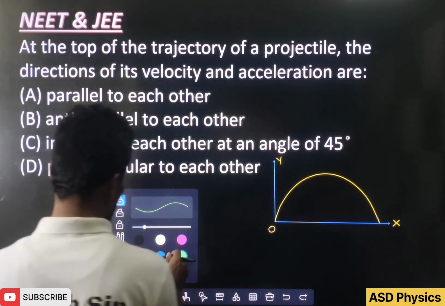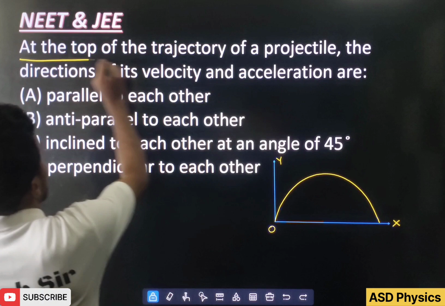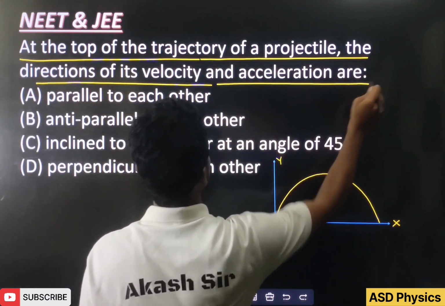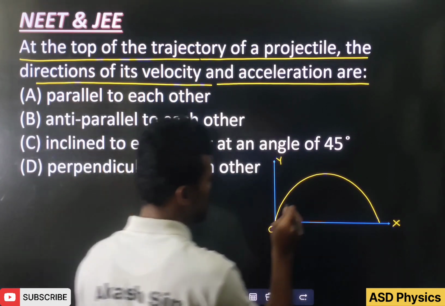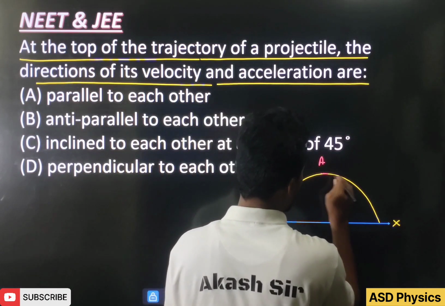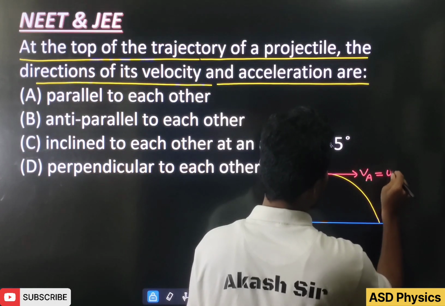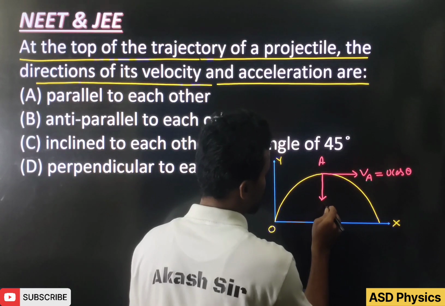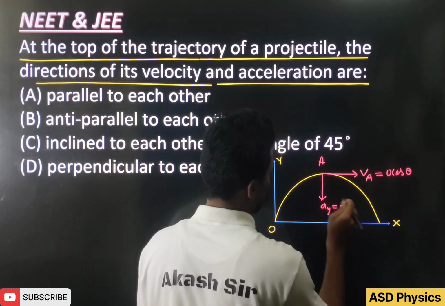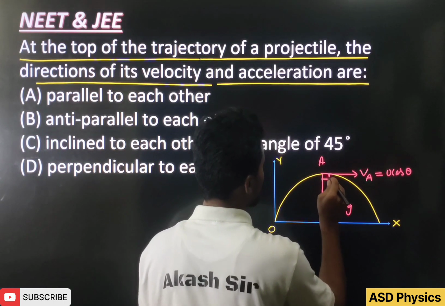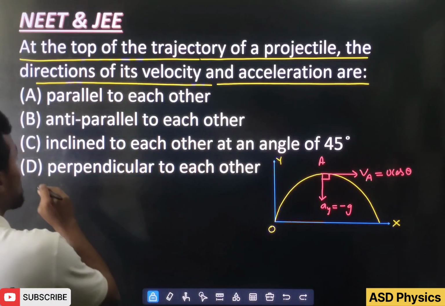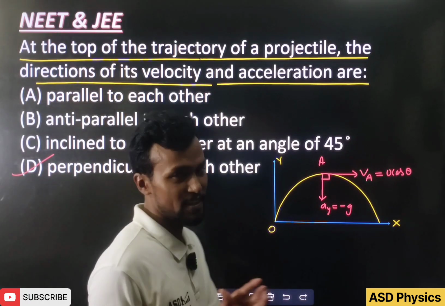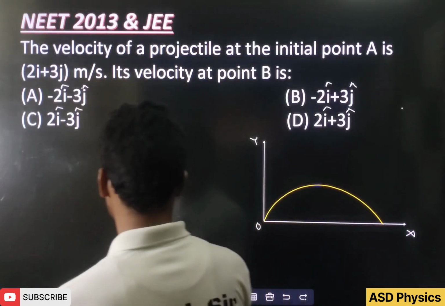Now students, let's solve this question. The question is: at the top of the trajectory of a projectile, the directions of its velocity and acceleration are. Okay, so as you know very well, at the top, the velocity is horizontal, only the horizontal component u cos theta is there. And gravity, that means gravity acceleration, is in which direction? Downward direction. So they make how much angle? Very important, 90 degrees. So they are perpendicular to each other at the highest point. Okay, and here u and theta are always understood.